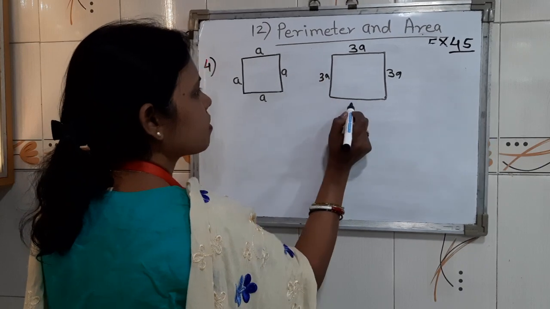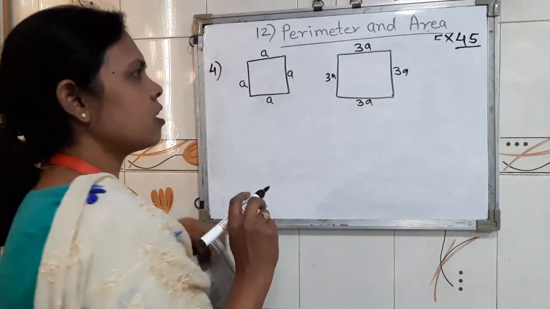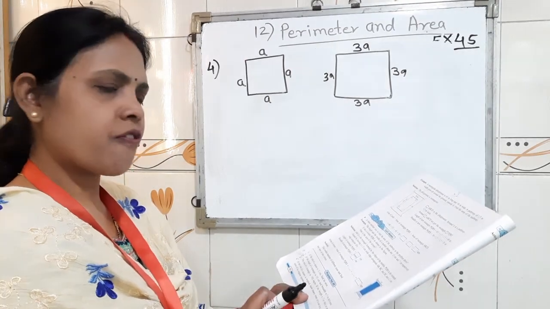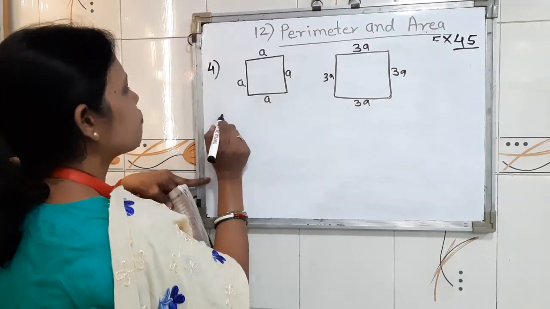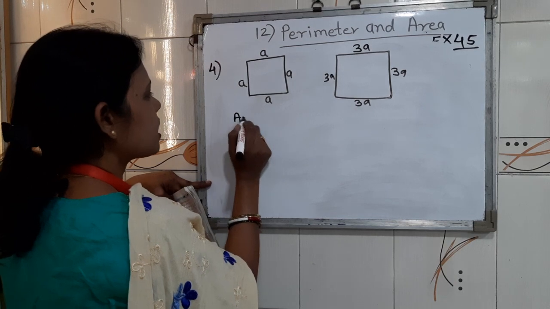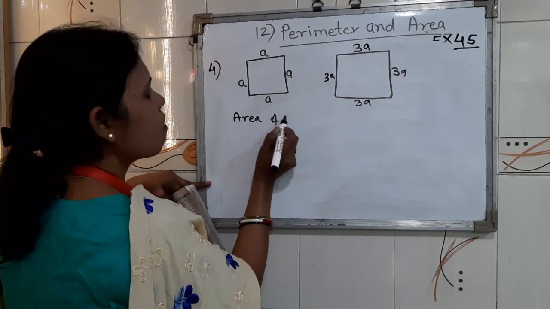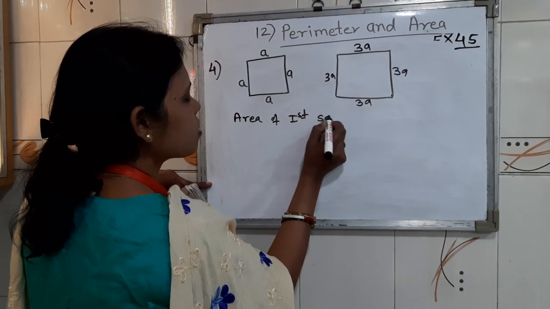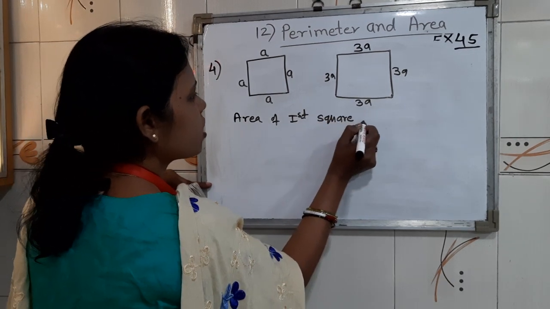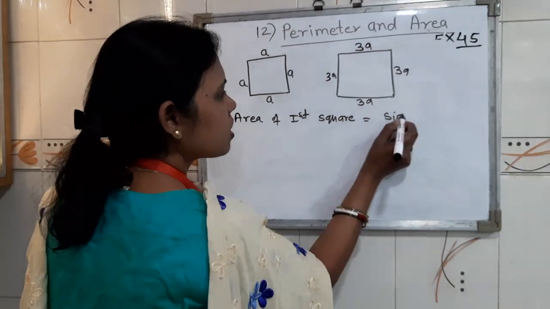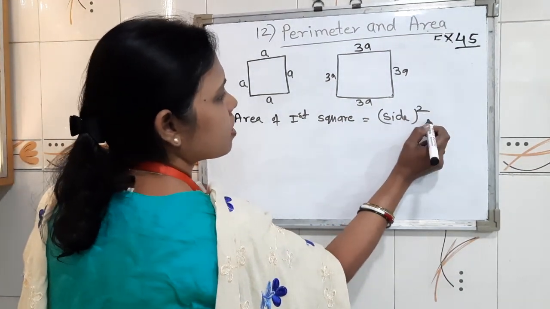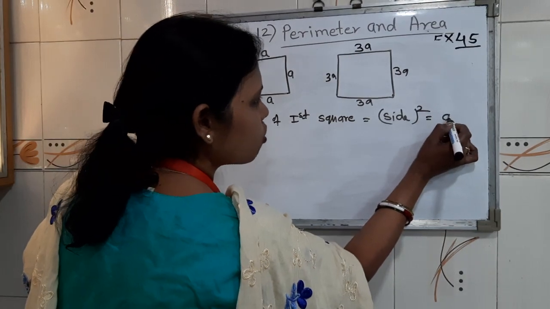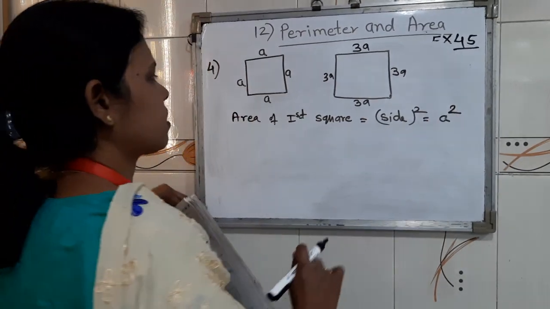3A. So children, what are we going to find out? The area of a square. For the first one, the area of the first square is equal to side square. Therefore, the side is A, so the area is A square.